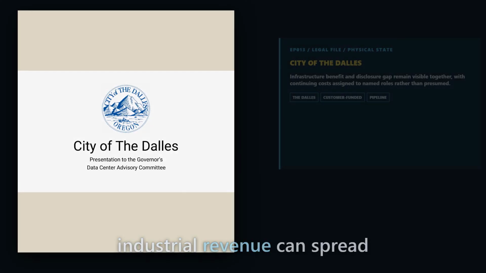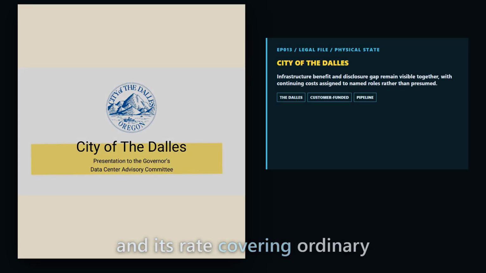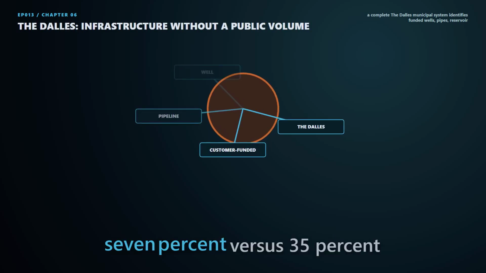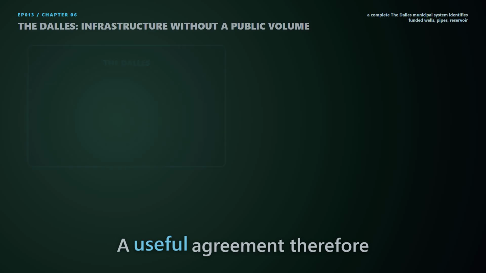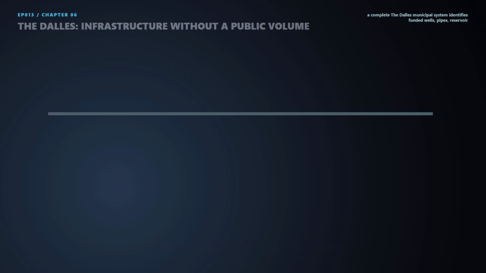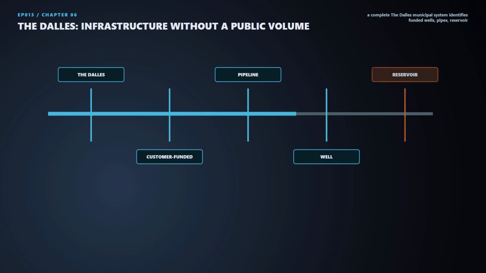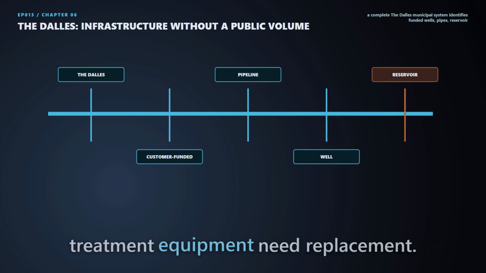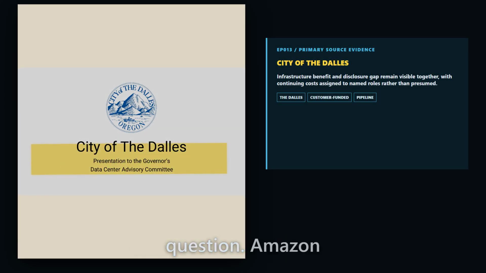Additional industrial revenue can spread fixed costs, but the result depends on the customer remaining and its rate covering ordinary service plus peak capacity. Those questions do not negate the city's 7% versus 35% comparison. They determine whether the benefit lasts. A useful agreement therefore separates the construction payment from the continuing obligation. It identifies who owns the asset, who operates it, which customers receive the capacity, and what happens when pumps or treatment equipment need replacement. That is the water system version of the episode's Who Pays question.